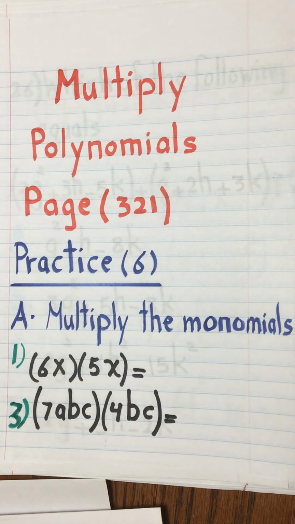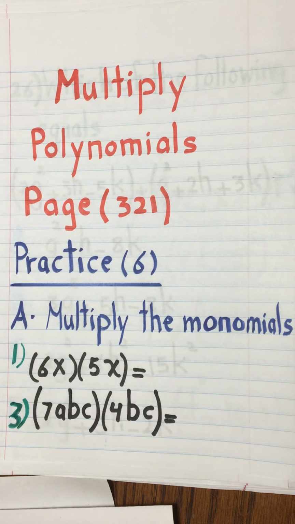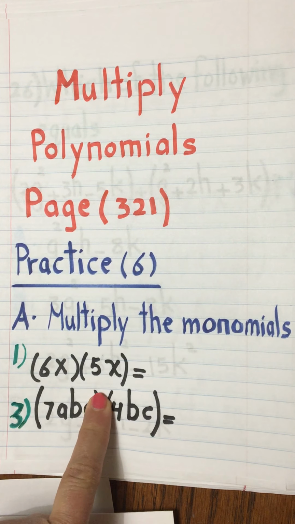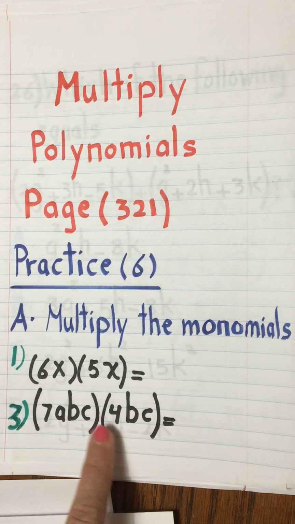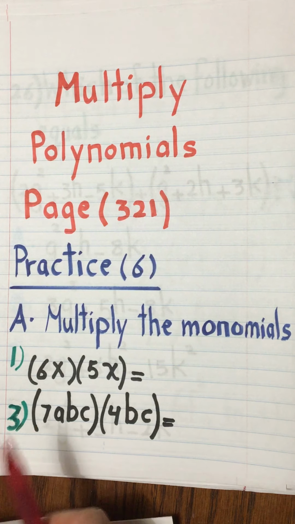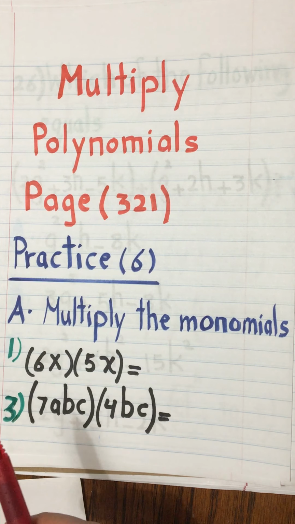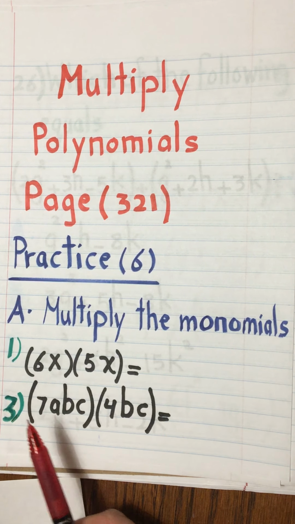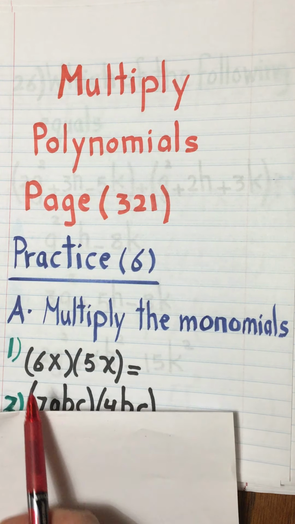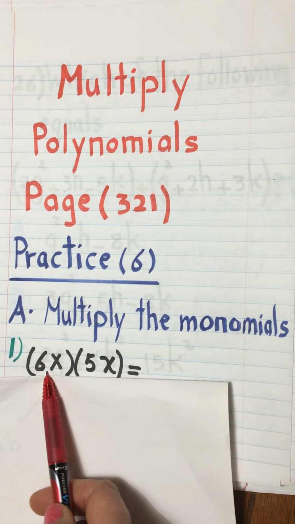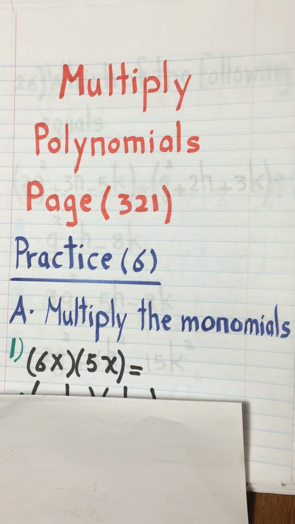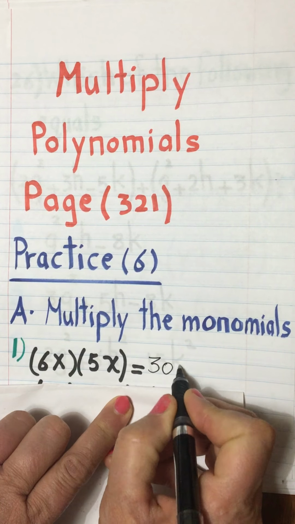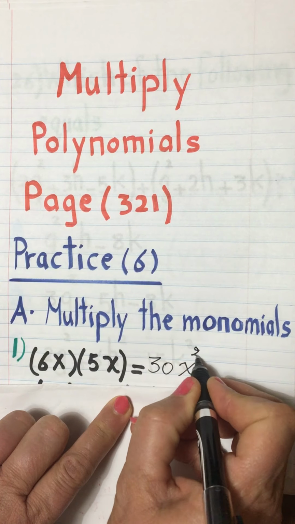Sorry guys. Practice 6. Multiply the monomials. 6x times 5x, 7abc times 4bc. If we have only one term, I can call it a monomial. So 6x times 5x, I can multiply the numbers first. The answer is going to be 30. x times x, x squared.